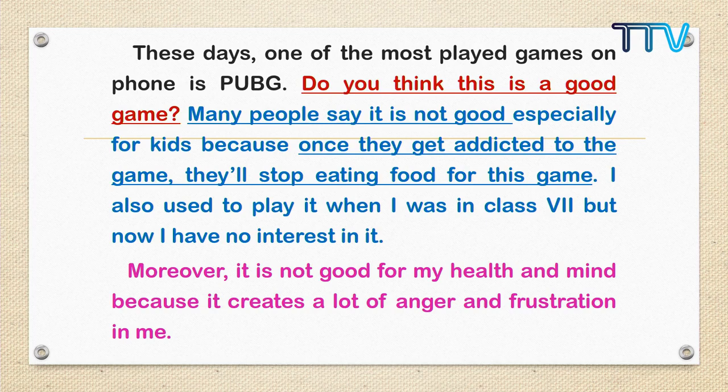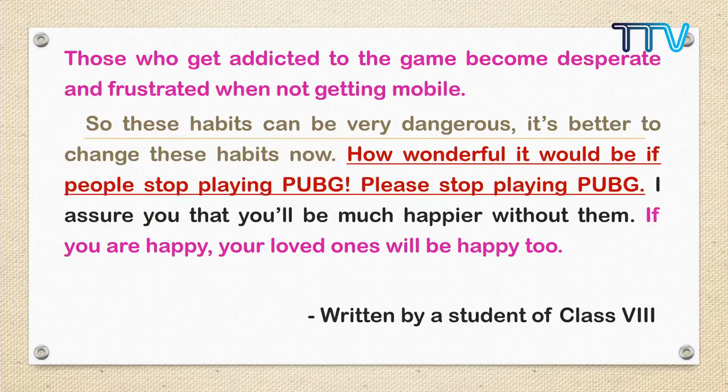I discussed with you the different types of sentences, taking some write-ups from students, okay, so that you get it clear. Okay, see, those who get addicted to the game become desperate and frustrated when not getting mobile. So how wonderful it would be if people stop playing PUBG, right? Please stop playing PUBG. Again, see, you are making a request, okay? So based on function, right? Okay, and the last sentence, if you look, if you are happy, your loved ones will be happy too. So you will find two different clauses in this particular sentence, isn't it? So this is how we identify different types of sentence based on structure as well as function.